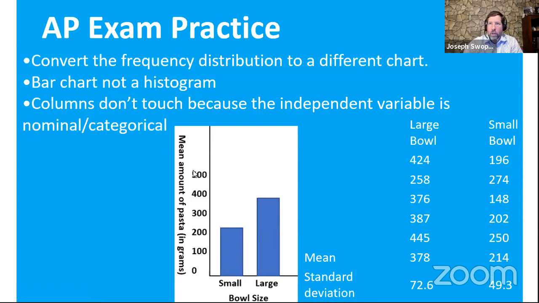And if you're unclear of what that is, go back and rewatch yesterday's video. It's a bar chart. Interesting. Why is that? Because it's nominal. It's categorical. These numbers, small or large, don't have a number associated with them. Remember, it's like chocolate or vanilla, not that one's better than the other.